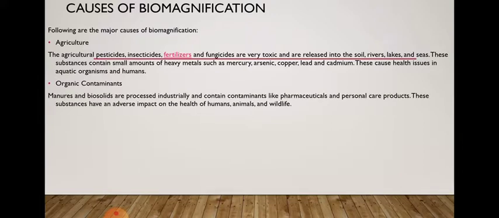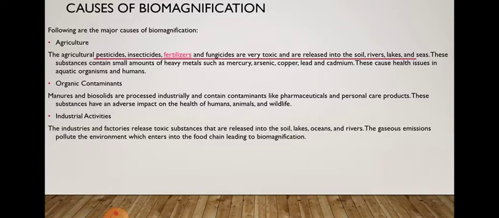Now comes organic contaminants. Manures and biosolids are processed industrially and contain contaminants like pharmaceuticals and personal care products. These substances have an adverse impact on the health of humans, animals and wildlife. Then industrial activities. The industries and factories release toxic substances into the soil, lakes, oceans and rivers. The gaseous emissions pollute the environment, which enters into the food chain, leading to biomagnification.